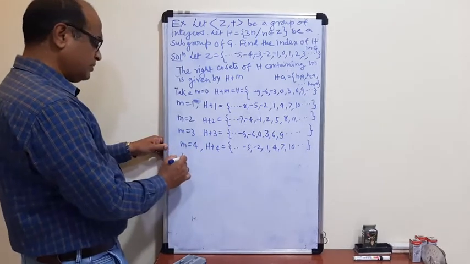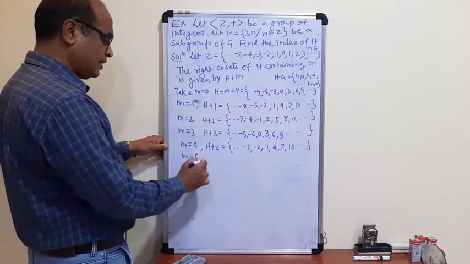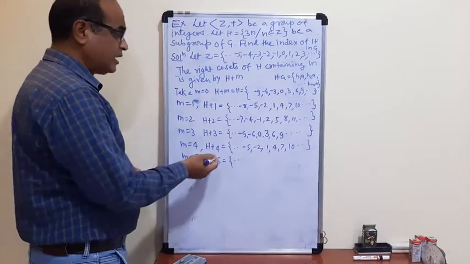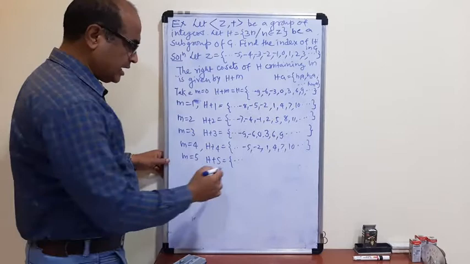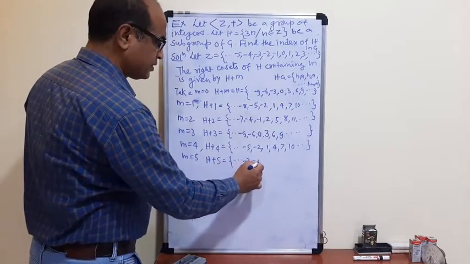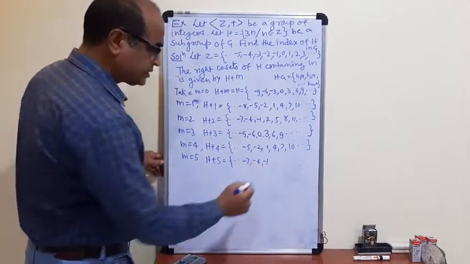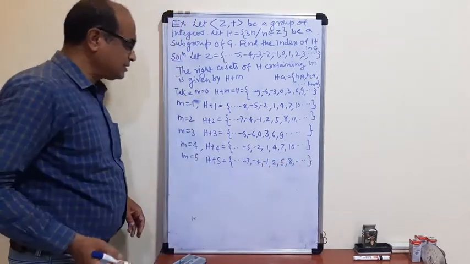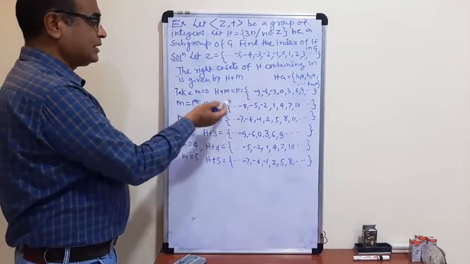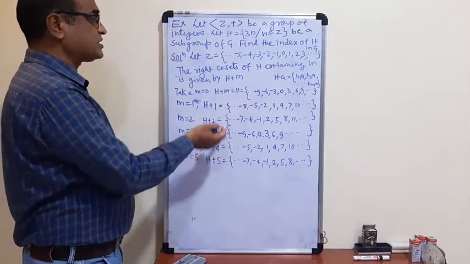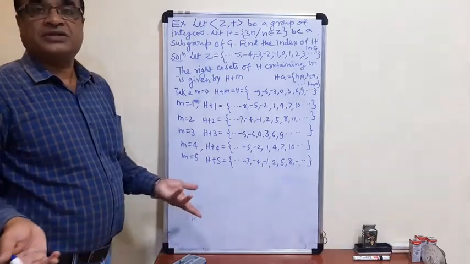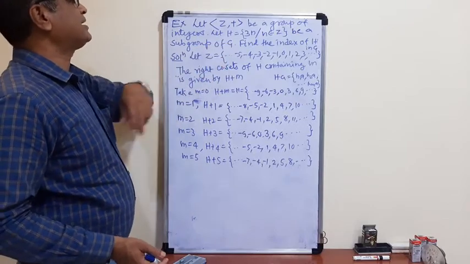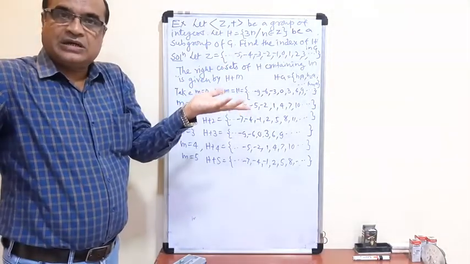So again, M is equal to 5. Then H plus 5 is equal to what? Adding 5 to each element, we get here minus 7, minus 4, minus 1, and then 2, 5, 8 and so on. So these are the right cosets of H in Z. Z is the set of integers.